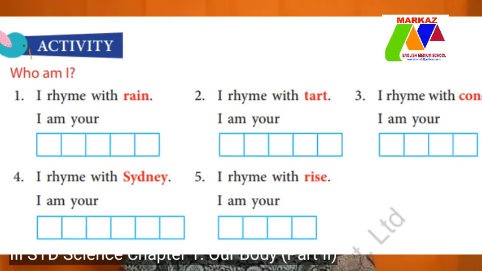Who am I? I rhyme with rain. I am your brain. B-R-A-I-N. Two, I rhyme with tart. I am your heart. H-E-A-R-T. Third one. I rhyme with cone. I am your bone. B-O-N-E.